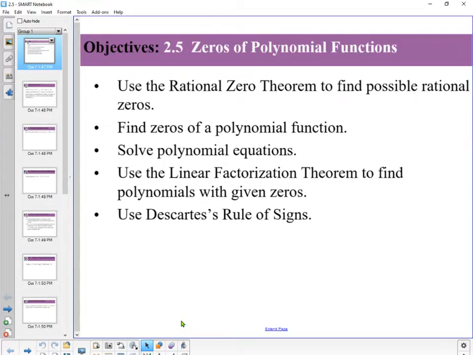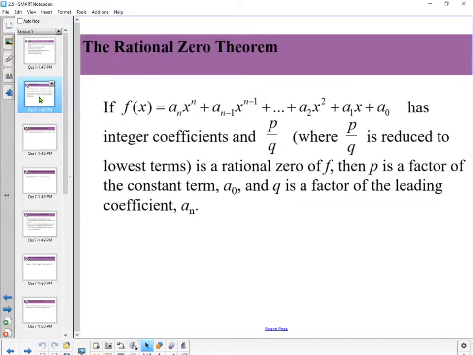Okay, so, yep, there we started. So again, real quick, just for the video's sake, there's our success criteria for today. If you can do these things, then you got out of what we needed to do today well. Okay, so let's go ahead and get started with the rational zero theorem.